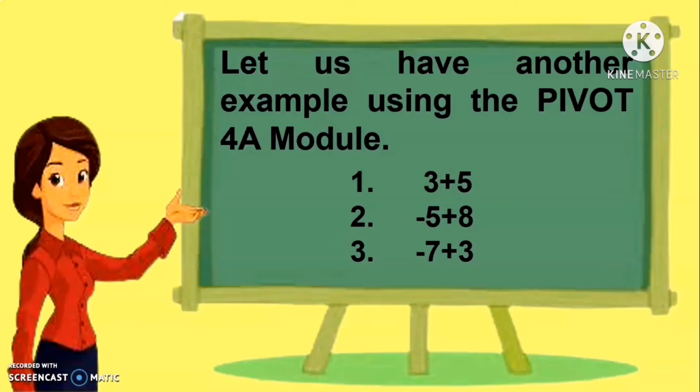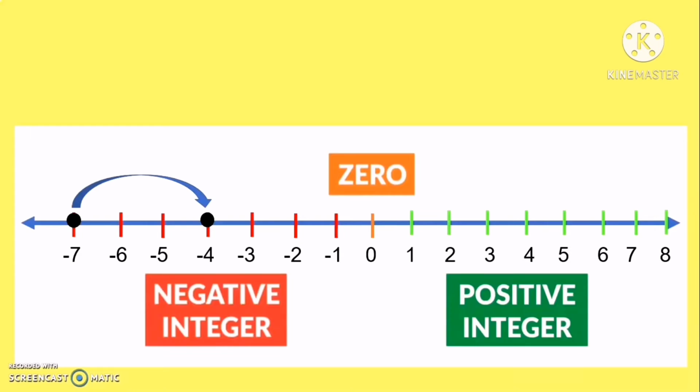Number 3, negative 7 plus 3. Plot negative 7, then move 3 points going right. The answer will be negative 4.